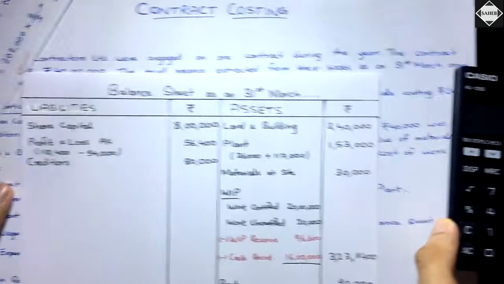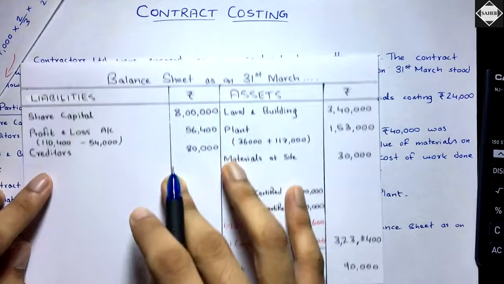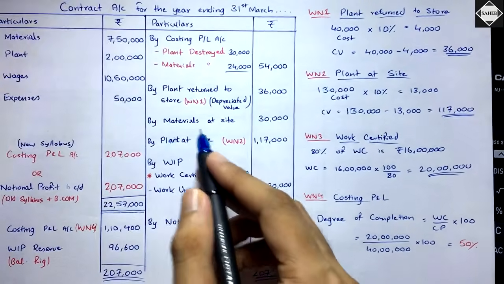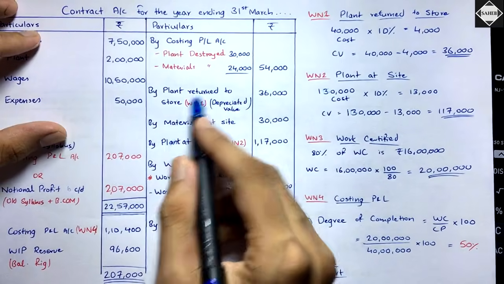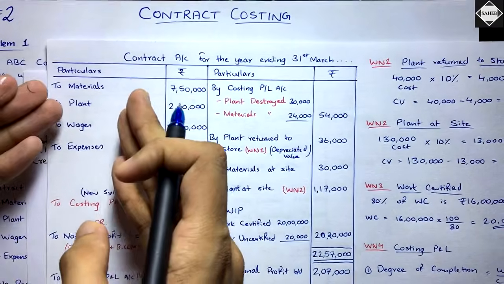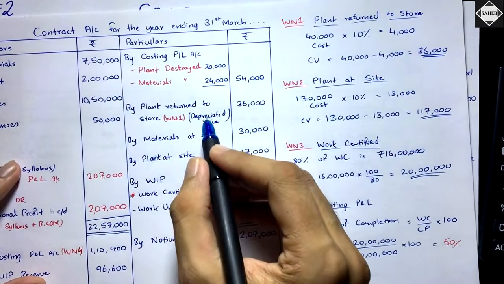Simple. And then what? Land and building, directly from the trial balance. And then plant. Now for the plant, see, these are assets, right? The closing balances of plant returned to store, and plant at site. These are the two items that will be taken to the balance sheet, not this, because this is the opening balance. The opening balances are not taken to the balance sheet, the closing balances. And that too depreciated value.